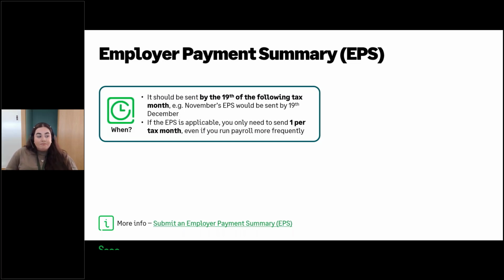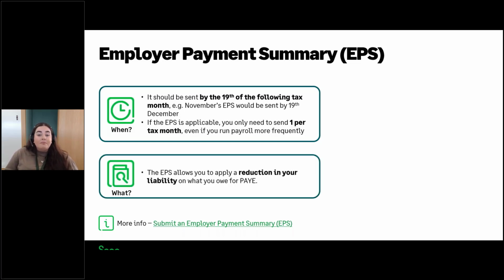The easiest way to think of it is the FPS tells HMRC how much you need to pay them, but the EPS tells HMRC how much you're reducing that payment by. So it allows you to apply for a reduction in your liability.